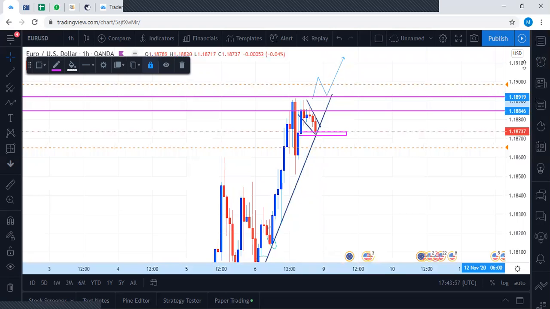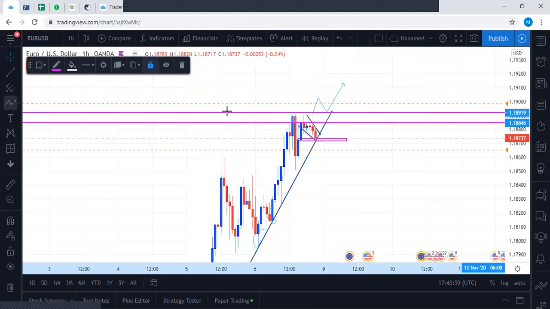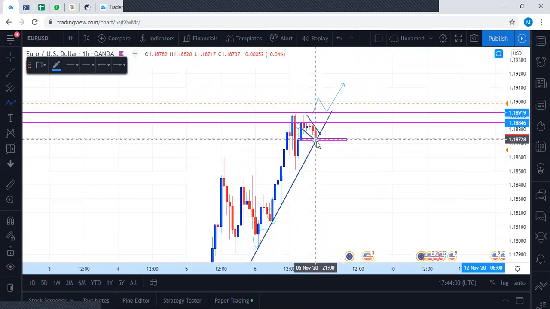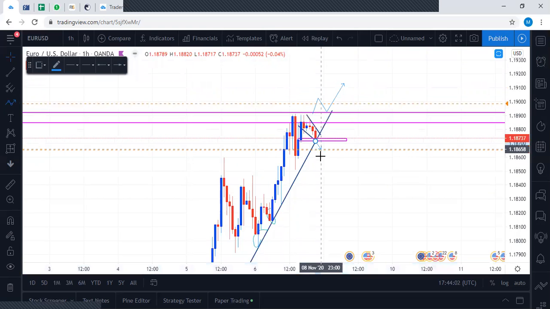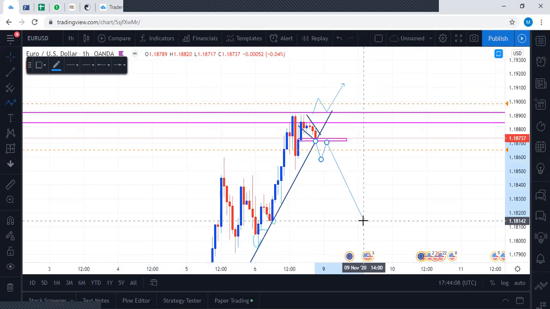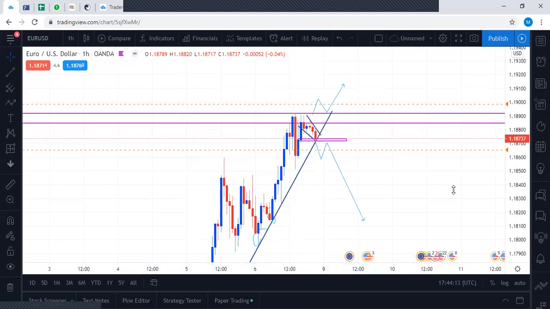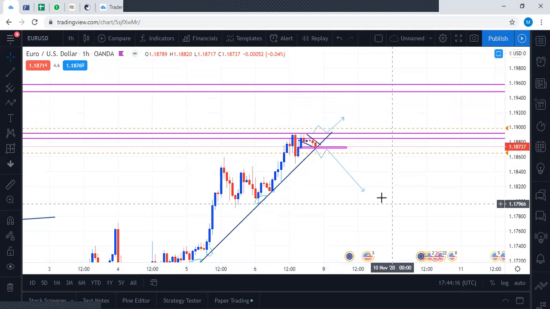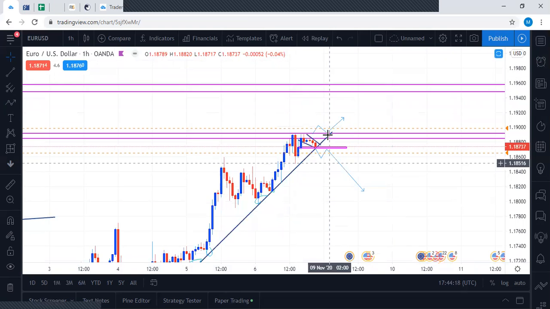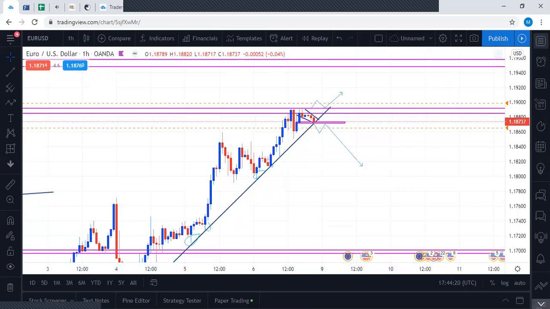However price decides to behave, I'm going to be going in with the flow. If it goes down, I sell. If it goes to the upside, I'm going to be buying. So let's see how it turns out. I'm not going to waste much time like we did on this pair. We're going to run through everything, guys, so as not to take too much time.